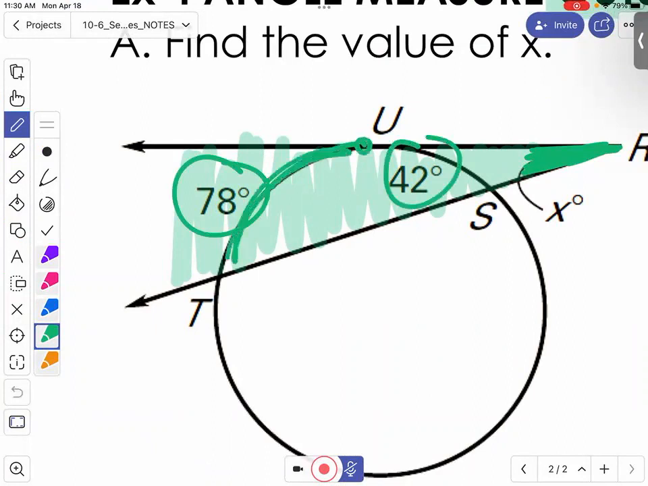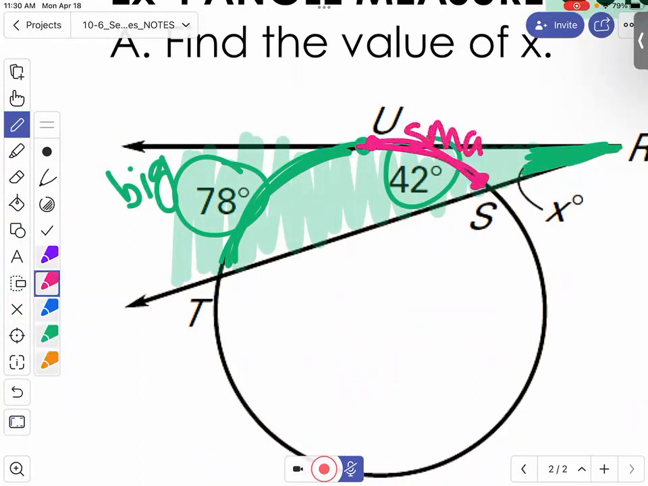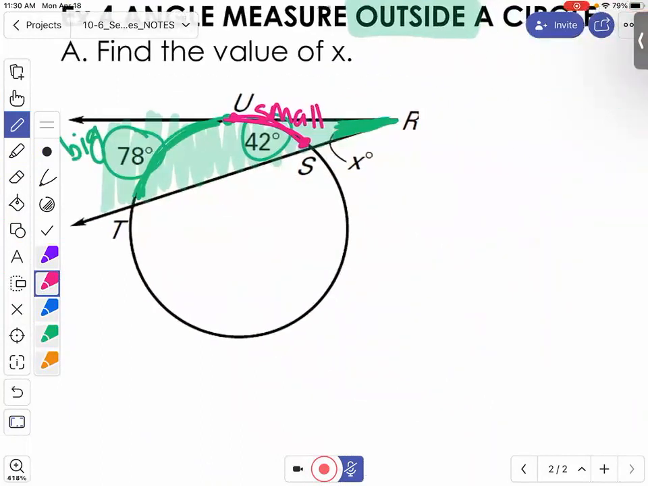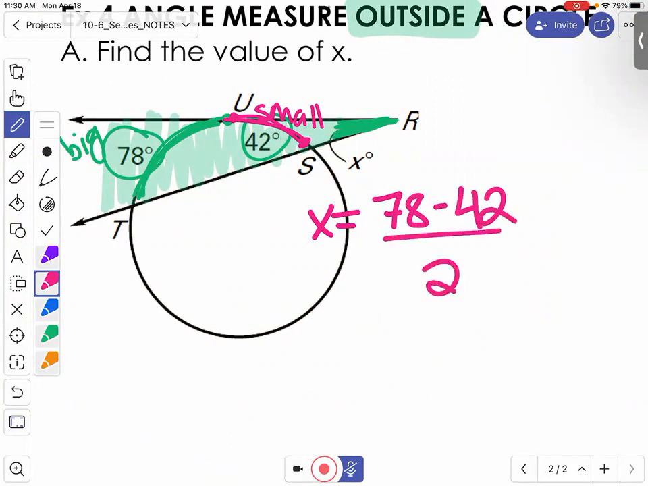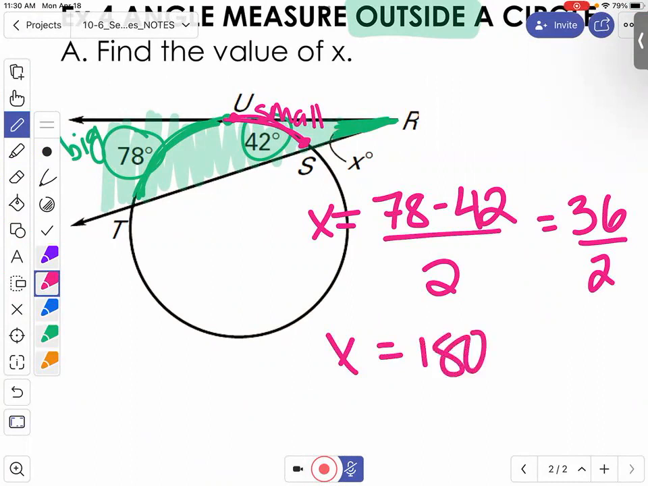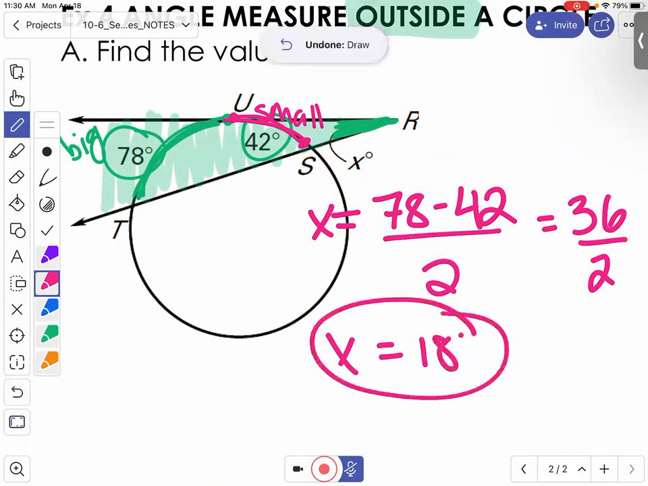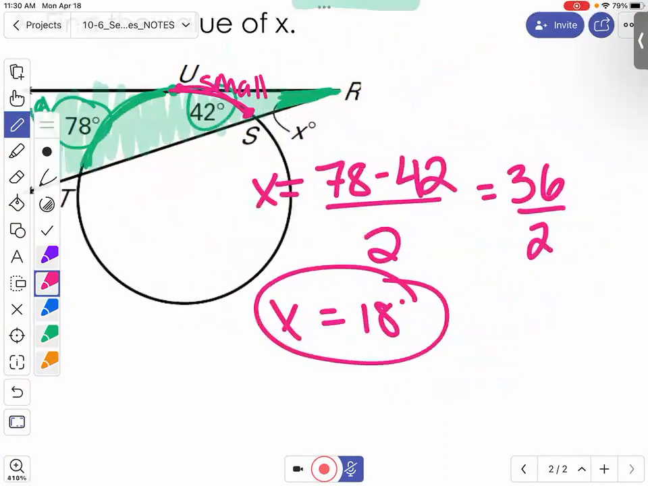There is my big arc, 78, and my little arc, 42, so my small. The formula says to get that angle, I should be able to subtract these, the big one minus the small one, over 2. Well, 78 minus 42 gives me 36. And when I cut that in half, I get 18 degrees. So again, anything outside of that angle we cannot use.